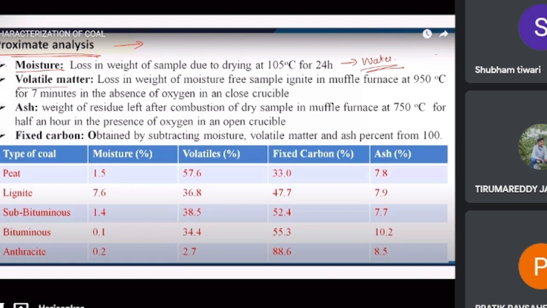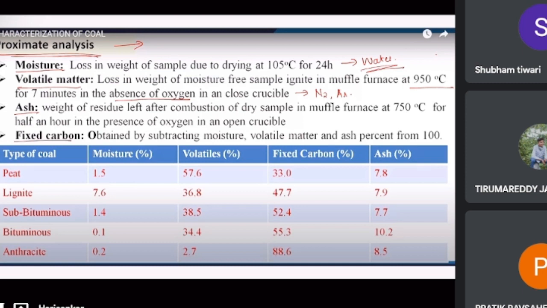Then you have volatile matter. If you heat your coal sample at 950 degrees Celsius in the absence of oxygen, usually done in a nitrogen or argon ambience, all the volatile components in your coal will just evaporate and leave your coal. And whatever amount is volatilizing under this condition is termed as volatile matter. And then ash content is the weight of residue that is left after the combustion of the sample.